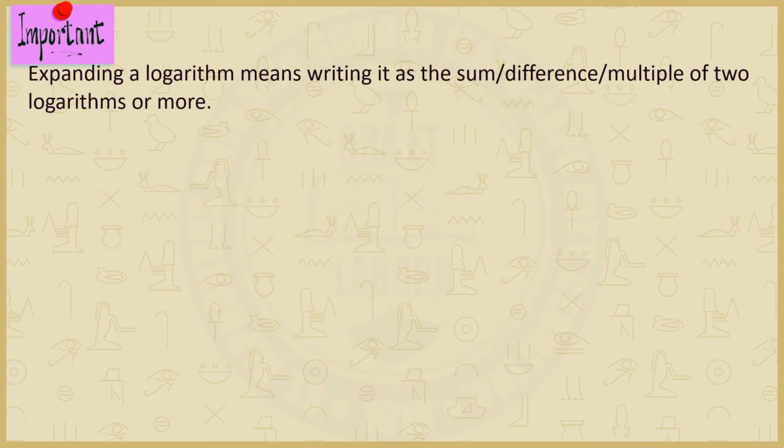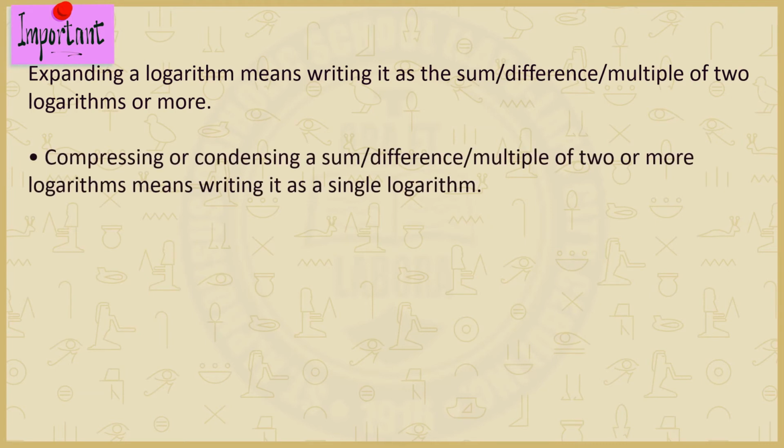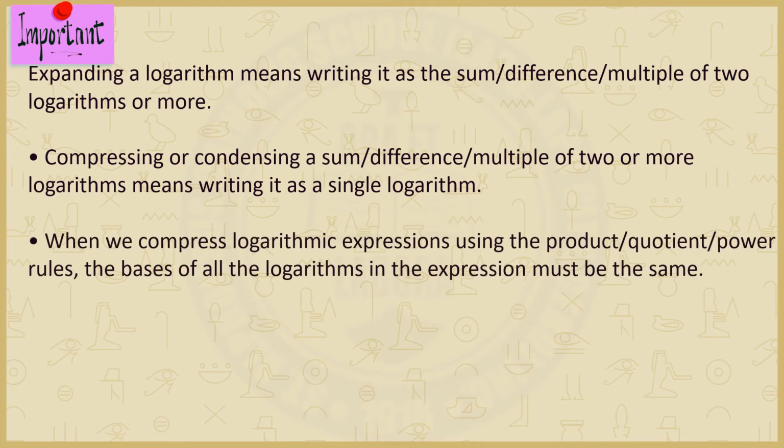Please consider these important notes. Expanding a logarithm means writing it as the sum, difference, or multiple of two logarithms or more. Compressing or condensing a sum or difference or multiple of two or more logarithms means writing it as a single logarithm. When we compress logarithmic expressions using the product, quotient, or power rules, the bases of all the logarithms in the expression must be the same.